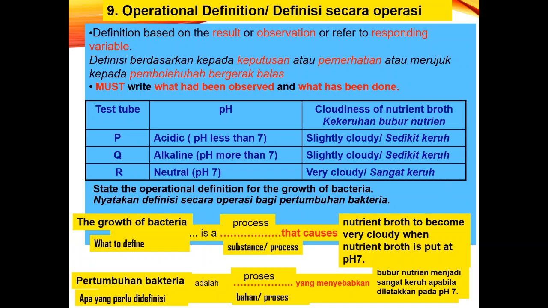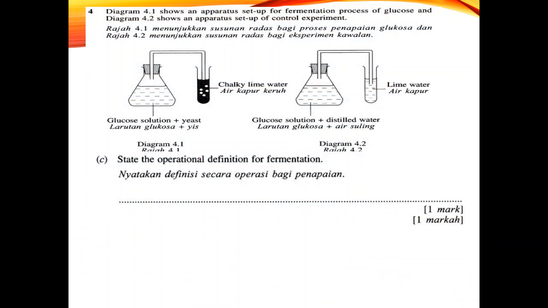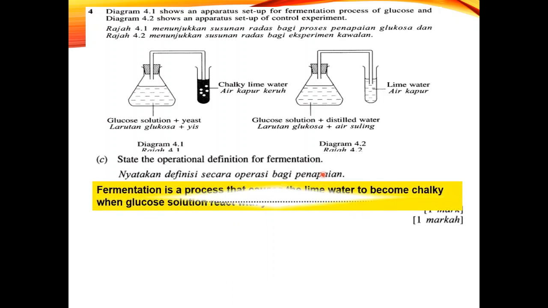Next example, look at this. So this is an apparatus set out to study the fermentation process. So the question is asking you to write down the operational definition for fermentation. So how you write this, you can write down fermentation is a process that causes the lime water to become chalky.